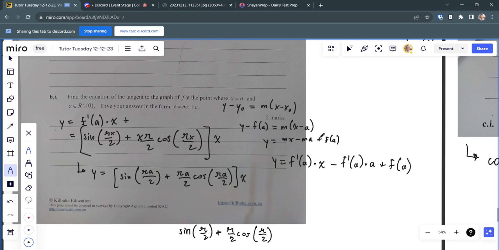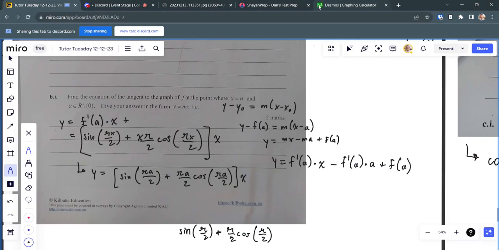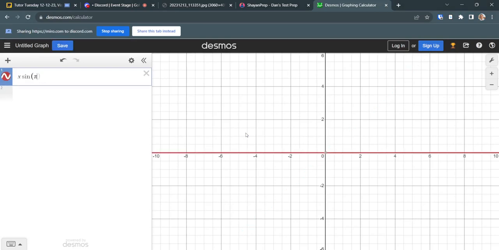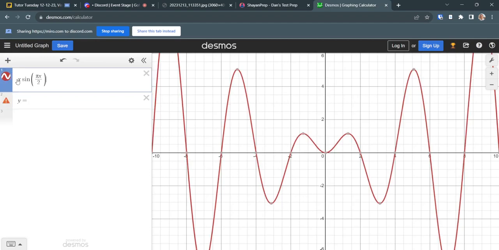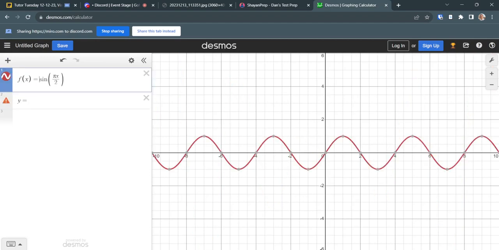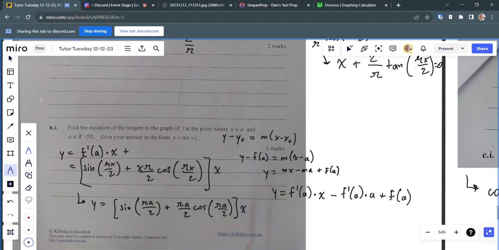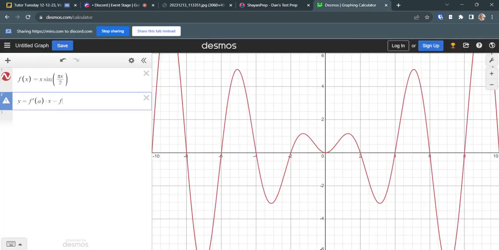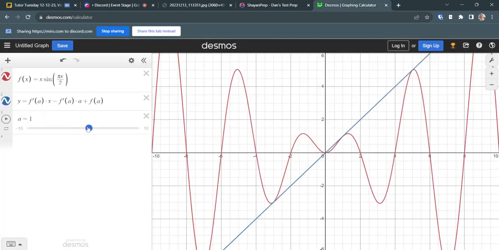Let's check if this would be correct. Let's graph it out and check. Because our function was x sine pi x over 2. So if f of x is equal to this, what if y was equal to f prime at a times x minus f prime at a times a plus f of a? So that looks like the correct formula, right? If I change the value of a, then my tangent line actually tracks the curve.